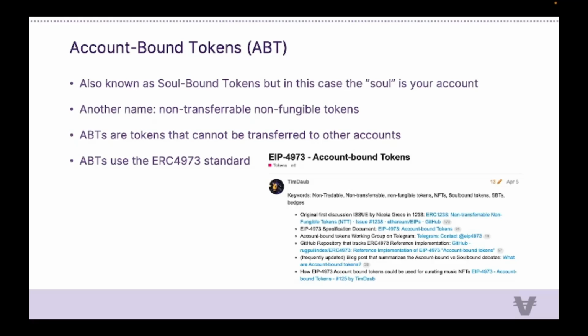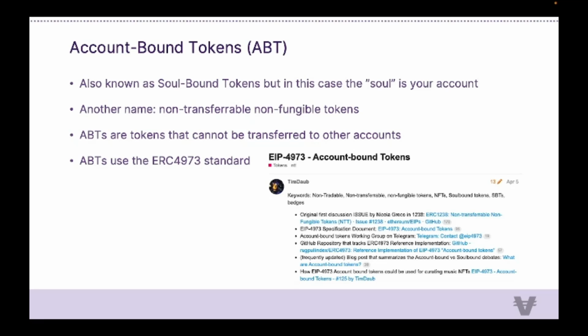So now on to the account-bound tokens. These are also known as soul-bound tokens, but in this case, the soul is your account. Another name, which is more descriptive, is non-transferable, non-fungible tokens. So it's very clear that you receive that token, but you cannot transfer it to other accounts.